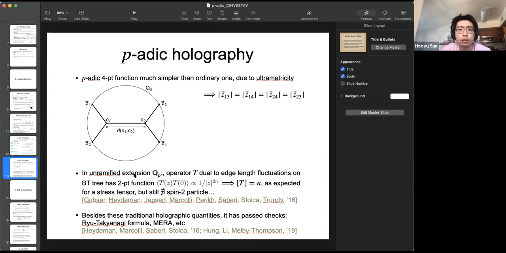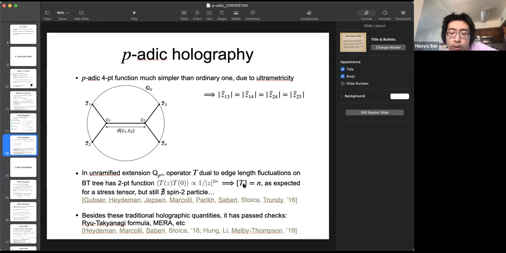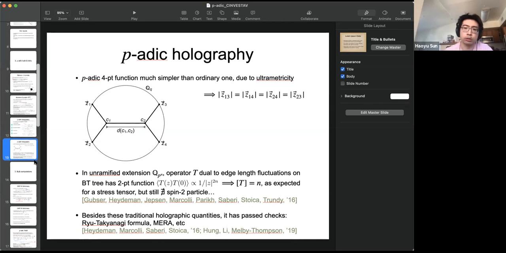And in the unramified extension Q sub p to the n, the operator due to the edge length fluctuations on the BT tree has 2-point functions as follows, which implies that the dimension of T is n. This n is the same as the n in the subscript, which is as expected for a stress tensor, but there's still no spin 2 particle on the BT tree because the state of the art is only introducing a U(1) gauge field on the BT tree, and most of the foundational work is done for scalars.